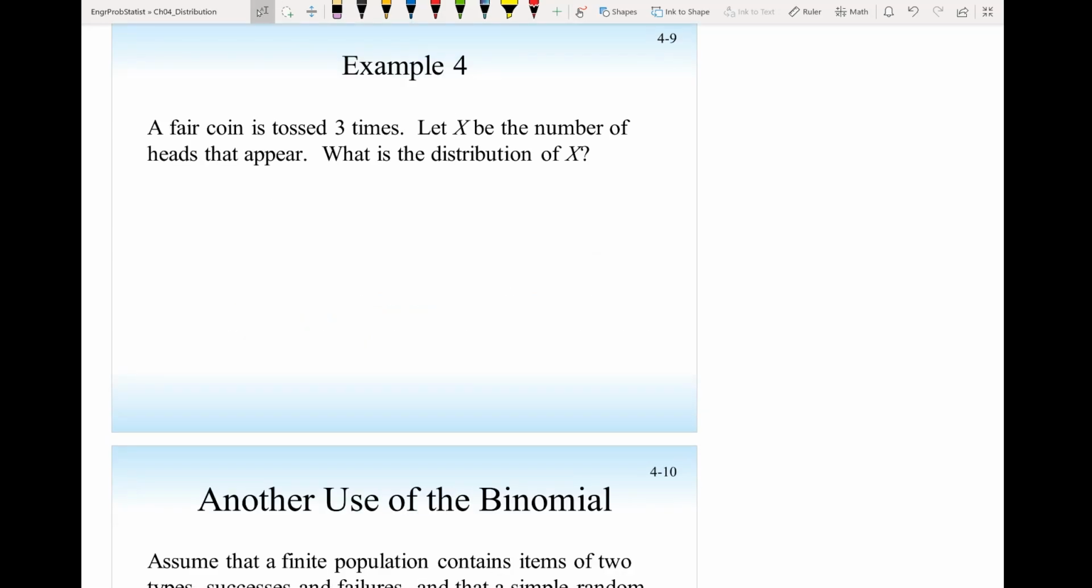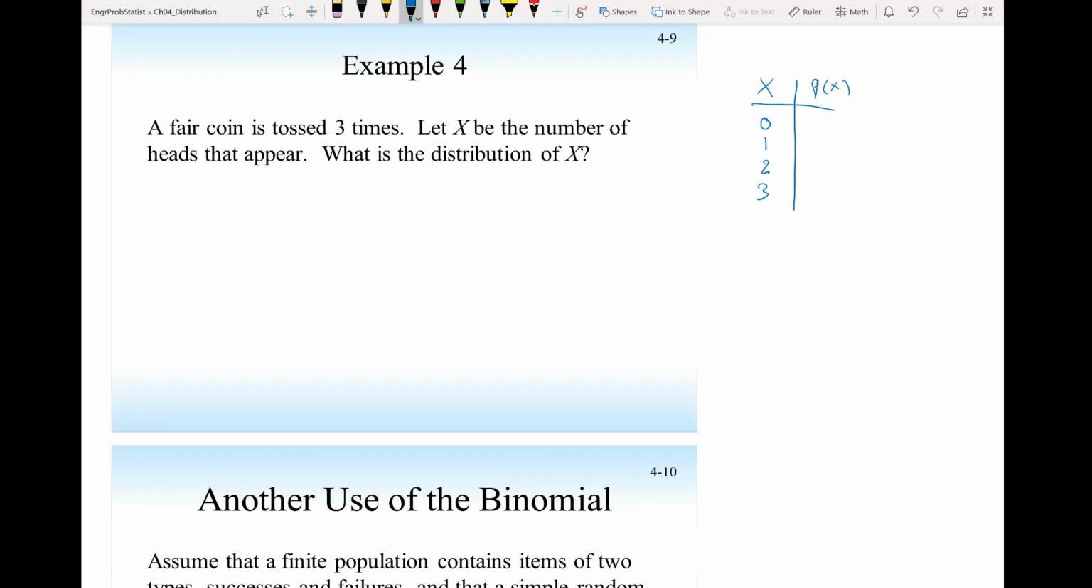Let's look at this example. A fair coin is tossed 3 times. Let x be the number of heads that appear. What's the distribution of x? So basically they want to know what are the possible values for x, which is in this case the number of heads that appear in 3 tosses of a coin, and the probability of x. Well, there is a probability that x is 0, meaning no head appears in the 3 times we toss a coin, or maybe 1 time the head appears, or 2 times the head appears, or maybe the 3 tosses came head. So we need to find the probability x equals 0, x equals 1, x equals 2, x equals 3.